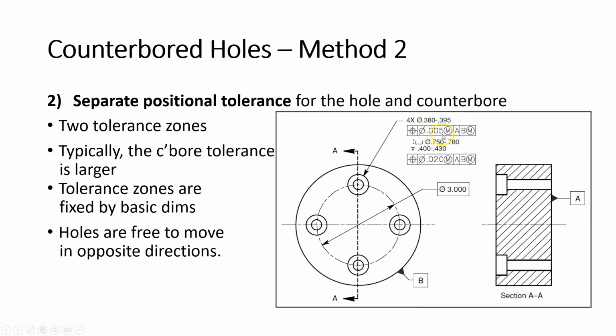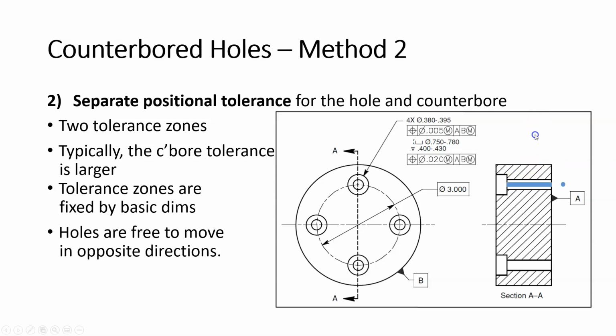Notice that we have different tolerance values here. So in the primary hole, the through hole, we have a 5 thou tolerance zone. In the counterbore hole, we have a 20 thou tolerance zone. Typically, the counterbore tolerance is going to be larger. 20 is larger than 5. Typically, you want that to be the case. Okay? Because the counterbore is going to be less functionally important as the main hole.